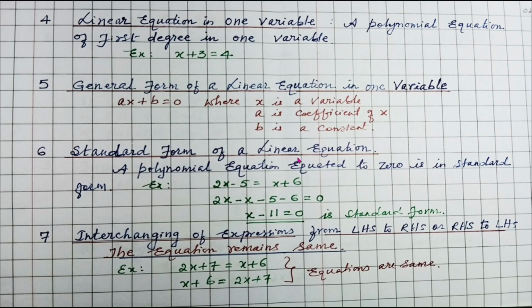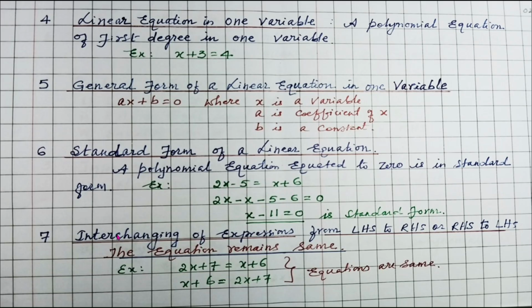Now the standard form of a linear equation: a polynomial equation equated to 0 is in standard form. Let us take an example here. We have a polynomial equation here, 2x minus 5 is equal to x plus 6. Now it is not in standard form because the RHS is not equated to 0. So what we can do is move this x to the left and 6 to the left. When we move from RHS to LHS, the sign changes, so it becomes minus x. 6, the sign changes, it becomes minus 6. And when we simplify, we get x minus 11 equal to 0, which is a linear equation in standard form.